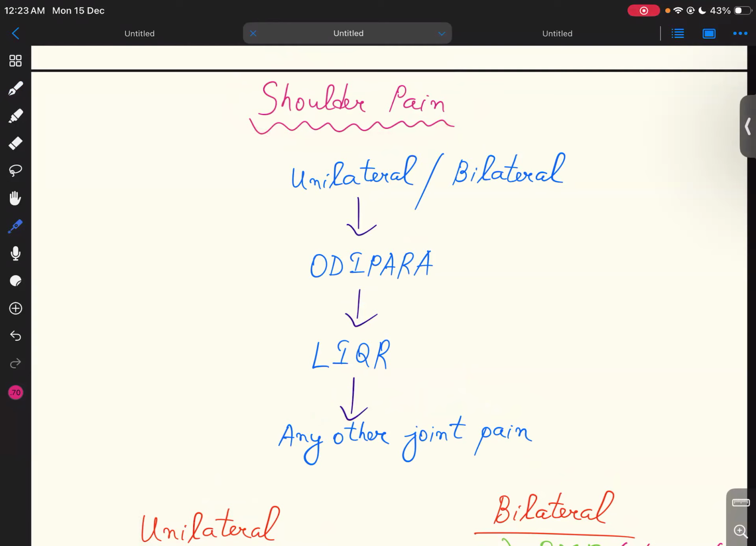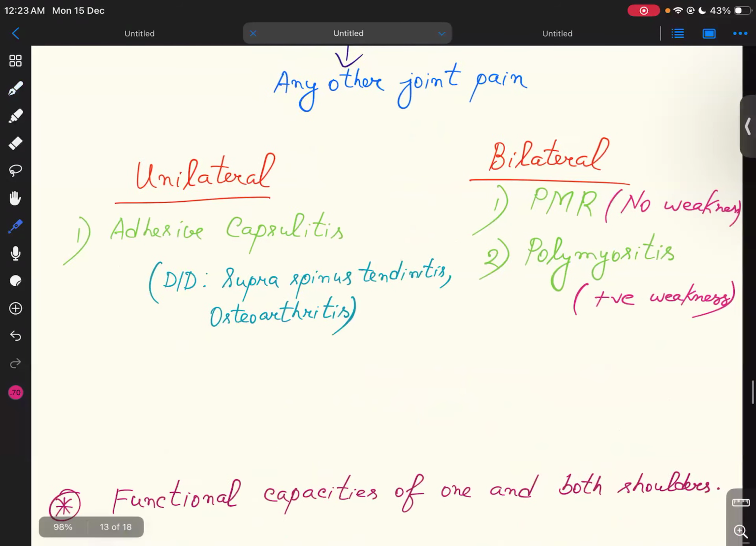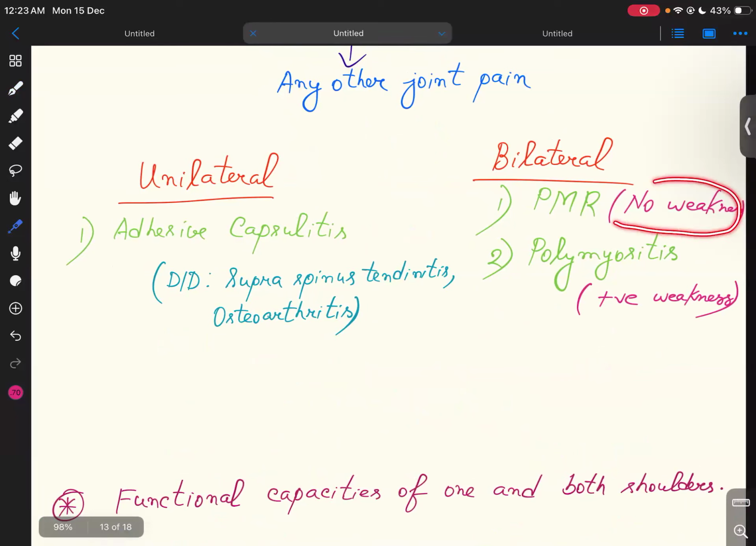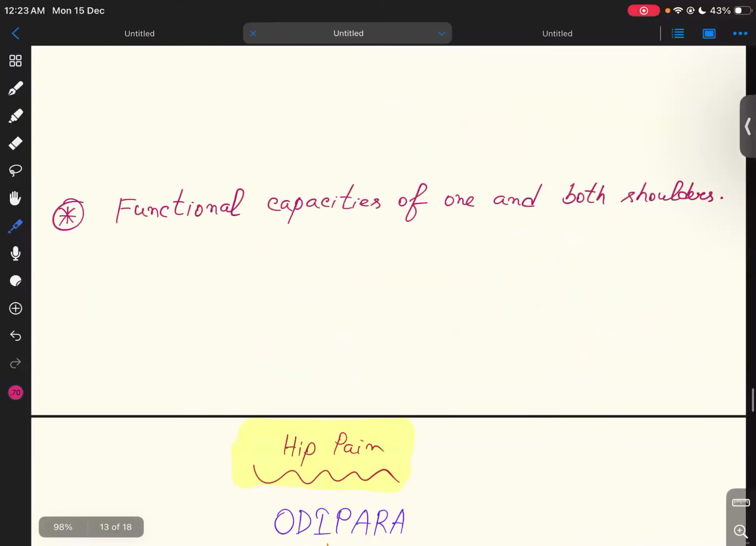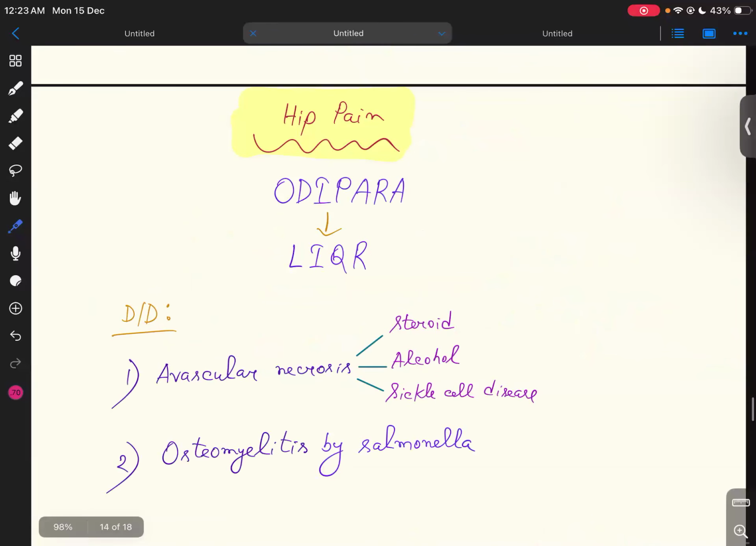What did you tell about polymyositis and polymyalgia rheumatica? Okay. In polymyalgia rheumatica, there will be no weakness, but there will be stiffness. But in polymyositis, there will be weakness, but no stiffness. Okay, doctor. So if it is clear, let me proceed to the next prompt, that is hip pain.